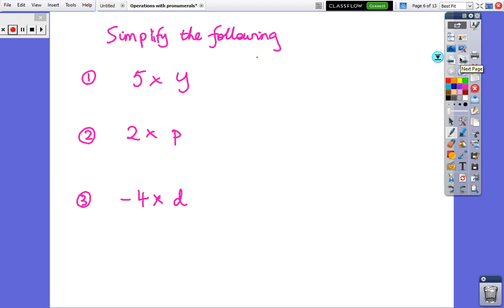So let's just quickly go through, simplify the following, give yourself a minute, and hopefully you'll get an answer. 3 answers. Okay, straightforward. 5y, 2p, and the last one is minus 4d.